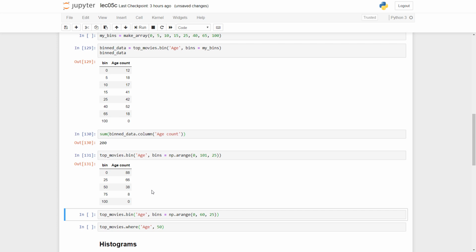Even if we put here 125, it won't be included, right? Arange will give us an array. If this is 125, it will stop at 100 because the upper limit is always excluded. Remember, the upper limit is always excluded. If it was 126, then it would include 125. Revise one of the previous lectures.